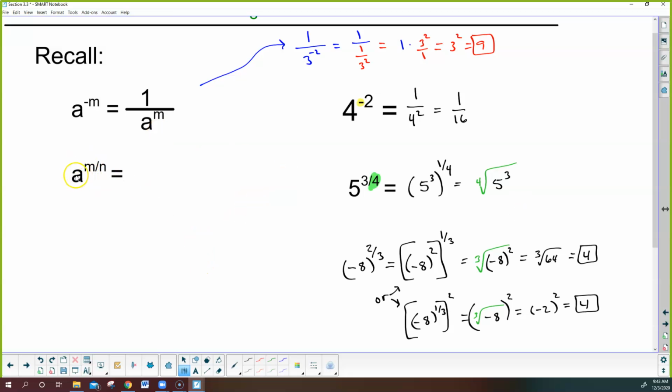The second one is what happens if I have a fractional exponent. That's what this work down here did. Well, anytime you have a divide by a number, that's the same thing as the root.